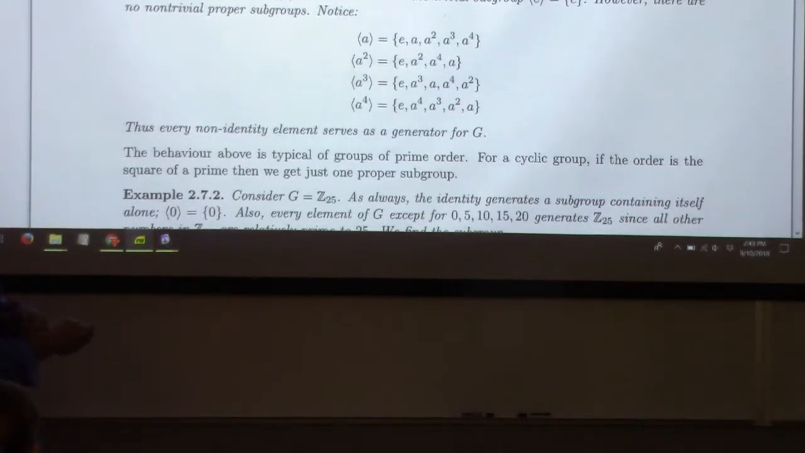The next thing is a cubed, yes. Thank you. But you can see, once you correct my stupid typo, that a squared, a cubed, and a to the 4th all serve as generators for a cyclic subgroup, a cyclic group of order 5, right?